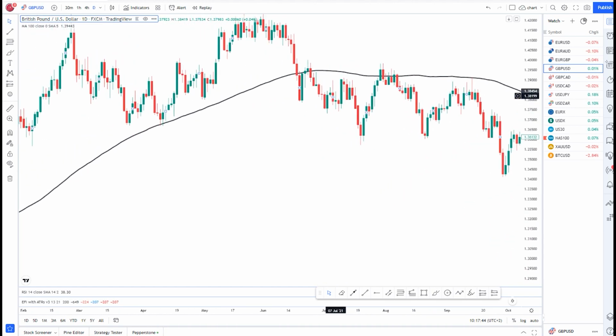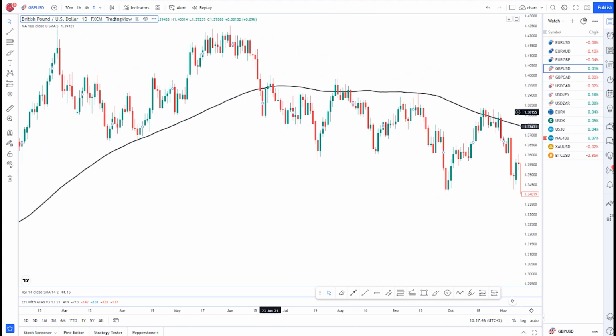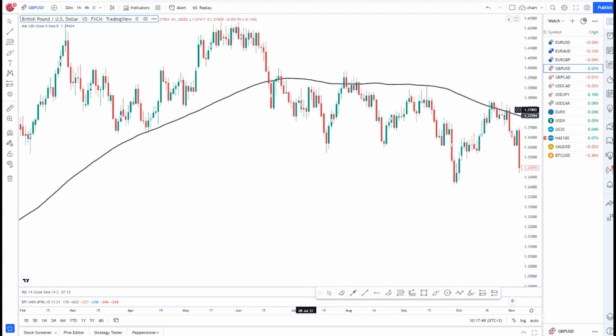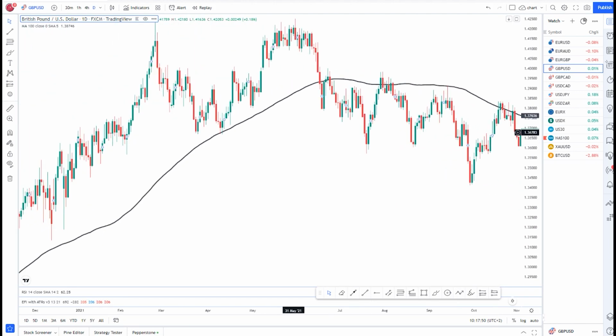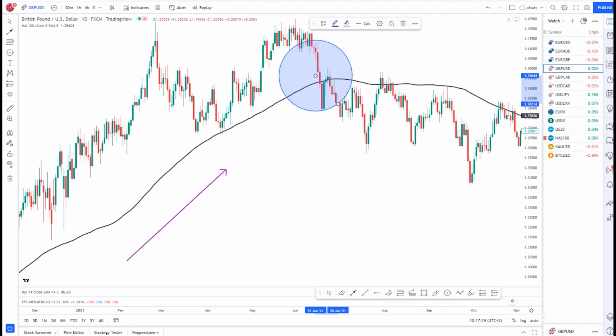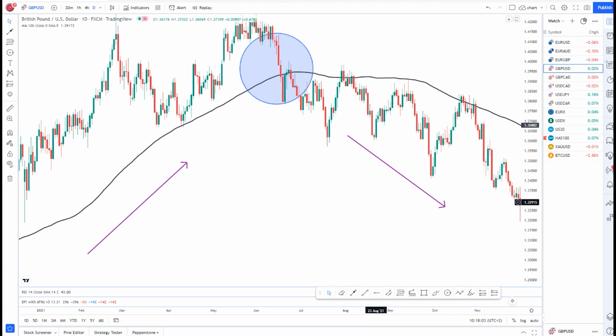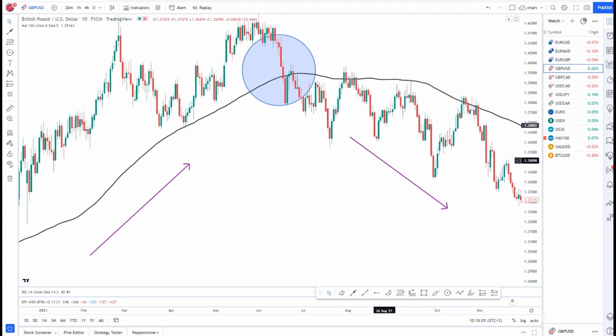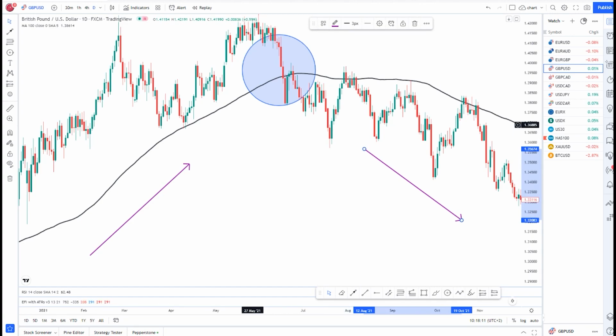If you can see, in this case we have three scenarios that I just want to point out. So the first one, you can see that the market here was moving up, and then something happened around this area. The market shifted, and then it turned into a downward move. So these scenarios, all of them, are easily identified through the moving average.